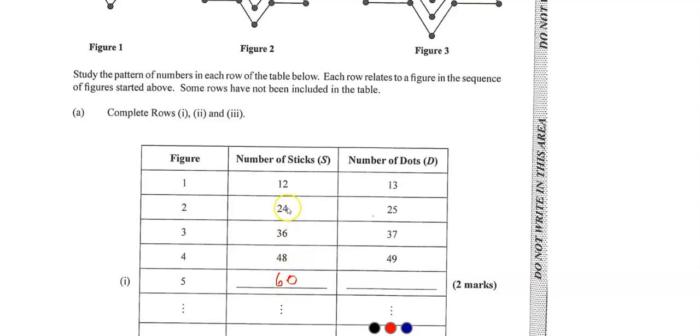If you notice, when we have 12 sticks, we have 13 dots. If we have 48 sticks, there are 49 dots, so you can see there's a pattern. If we have 60 sticks, that means we're going to have 61 dots. That's very straightforward. Now let's go on to the next part of the question.